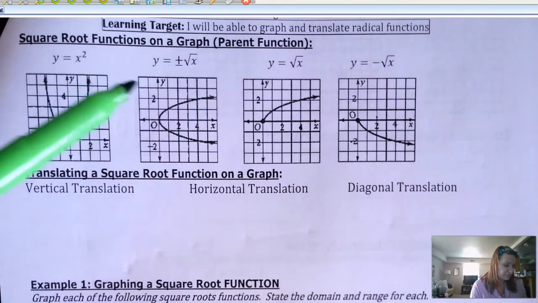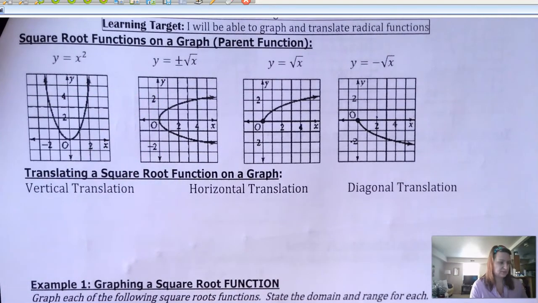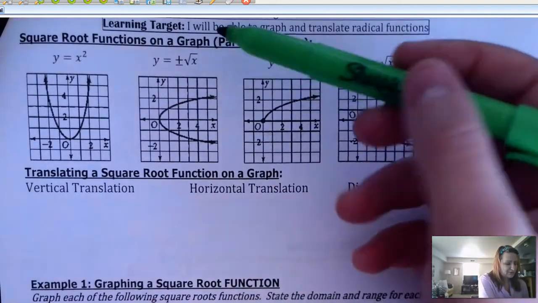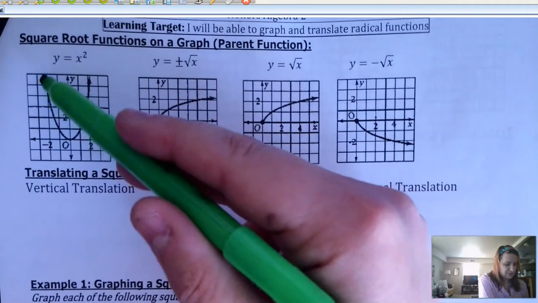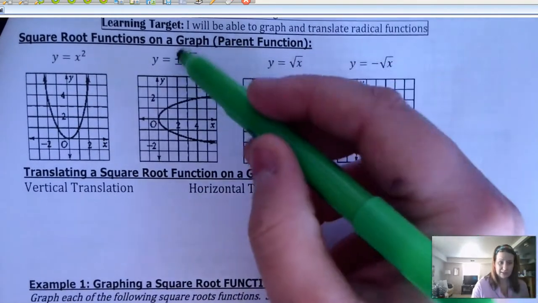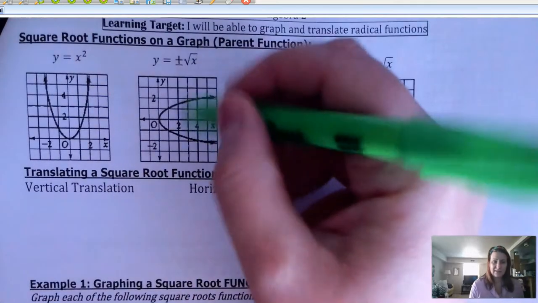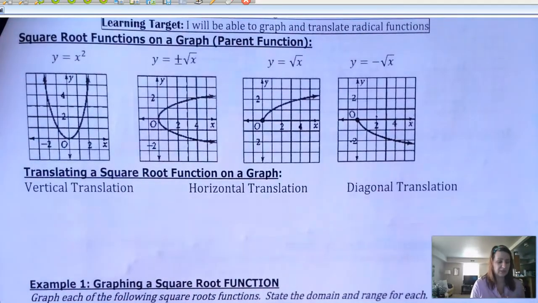The square root function is the inverse of the quadratic function because a square root and a squared cancel each other out. They undo each other. So these two functions are inverses. I'm sorry, this is a function because it passes the vertical line test. What you have here, basically the sideways U, is plus and minus the square root of x. This does not pass the vertical line test, so it's not considered a function.